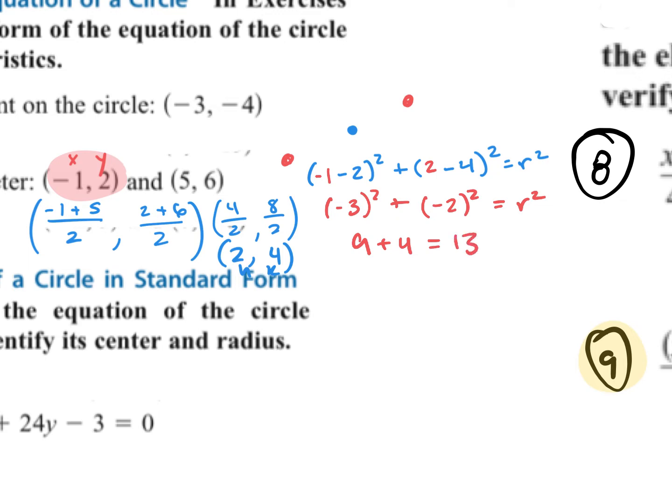So then I can just plug that back into my standard form. So I have x minus 2 squared plus y minus 4 squared is equal to 13, because we found that this was r squared.